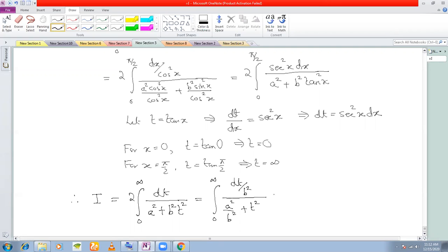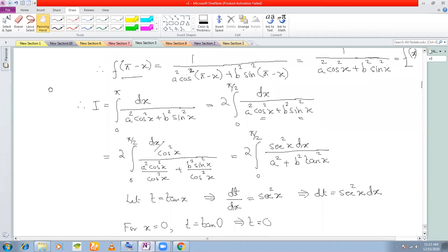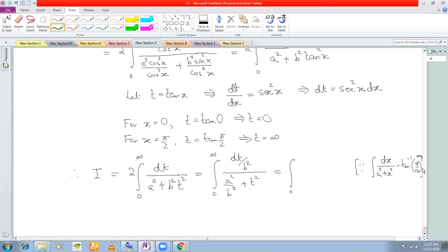Now what is the integral of dx by a square plus x square? Again, I have done this integral. Integral dx by a square plus x square is tan inverse x by a. That is the formula. So this becomes, you can take 1 by b square out, dt by a by b whole square plus t square.